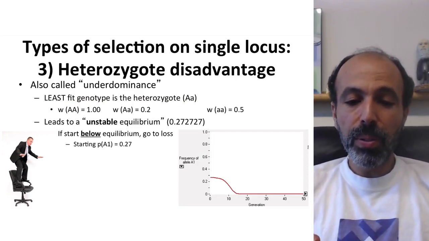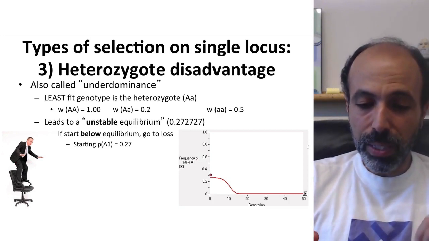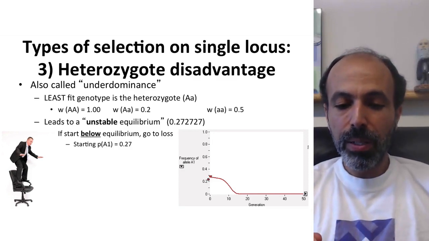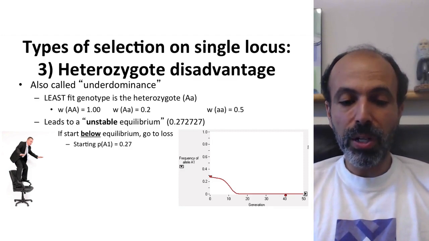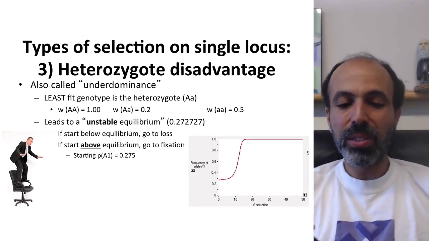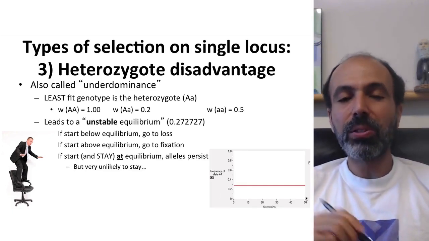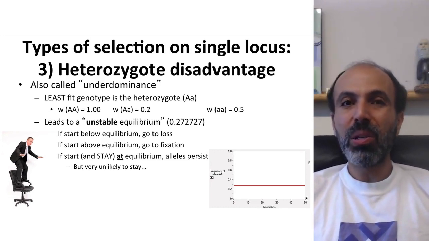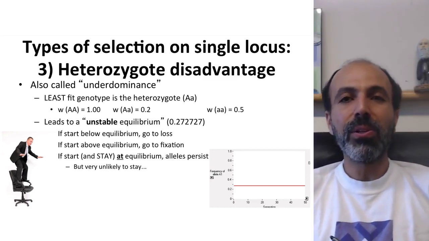If you start below the equilibrium allele frequency, so again, the equilibrium allele frequency is 0.27, so you're just a tiny bit below it there. If you start below it, you just go away completely. You lose one allele completely. If you start above it, you lose the other allele, and one allele goes to fixation. It's only if you're right at the equilibrium allele frequency that both alleles can persist. But in a real population, you probably can't do that because unless you have an infinite population size, you can't stay exactly at that allele frequency.